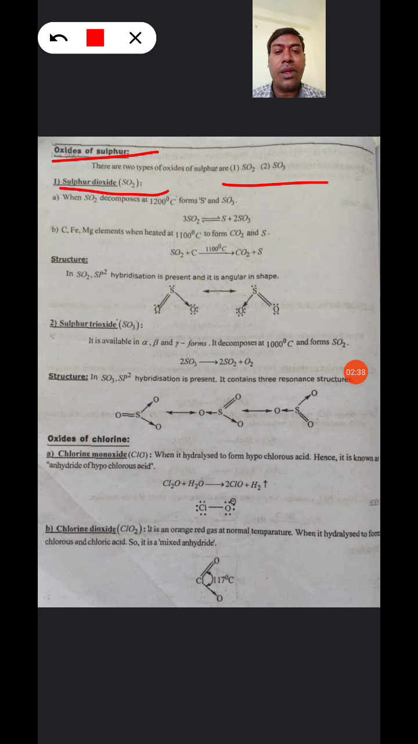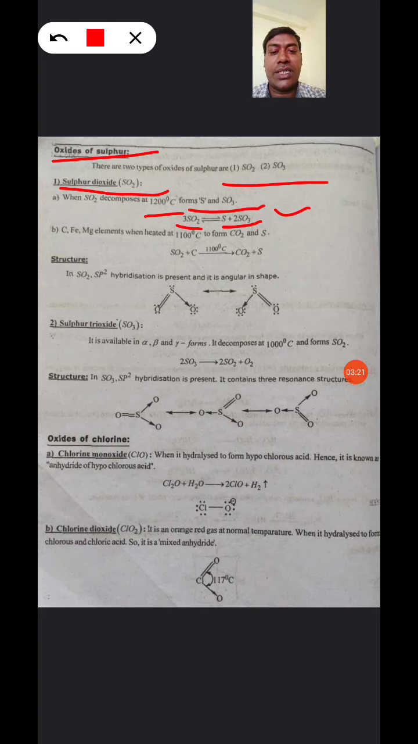So here, when sulfur dioxide decomposes at 1200 degrees centigrade temperature, it forms sulfur and sulfur trioxide. So this is the reaction of decomposition of sulfur dioxide. Here 3 moles of sulfur dioxide decompose to form sulfur and 2 moles of sulfur trioxide.